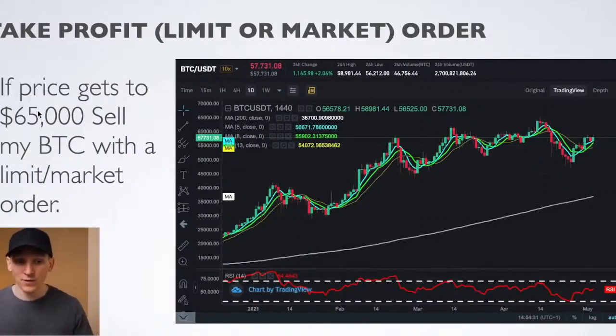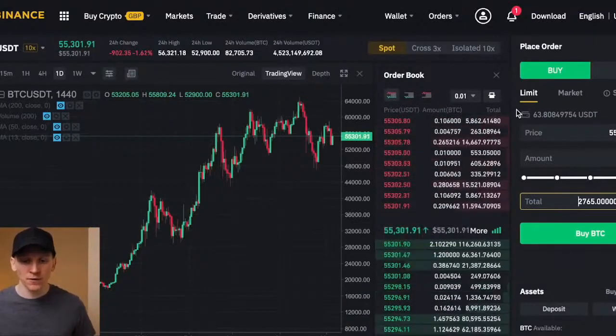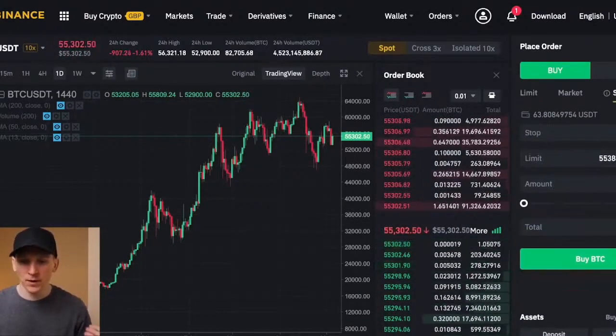If the price gets to 65,000, sell my Bitcoin with a market or a limit order, and you can see it will come up right here. This is known as a take profit because we're actually getting out of the trade with a profit. To show you how to input stop limit orders or stop market orders, let's come back to Binance. It's just over here. Stop limit, we can come in.